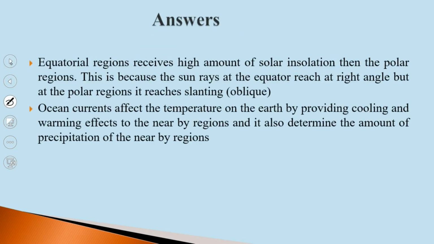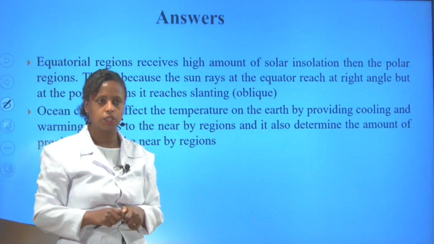The equatorial region receives a high amount of insolation or solar radiation because the sun rays reach the surface of the Earth at a right angle. But the polar region receives a low amount of insolation or solar radiation because the sun rays in this region reach the surface slanting or oblique. Answer for the second question.